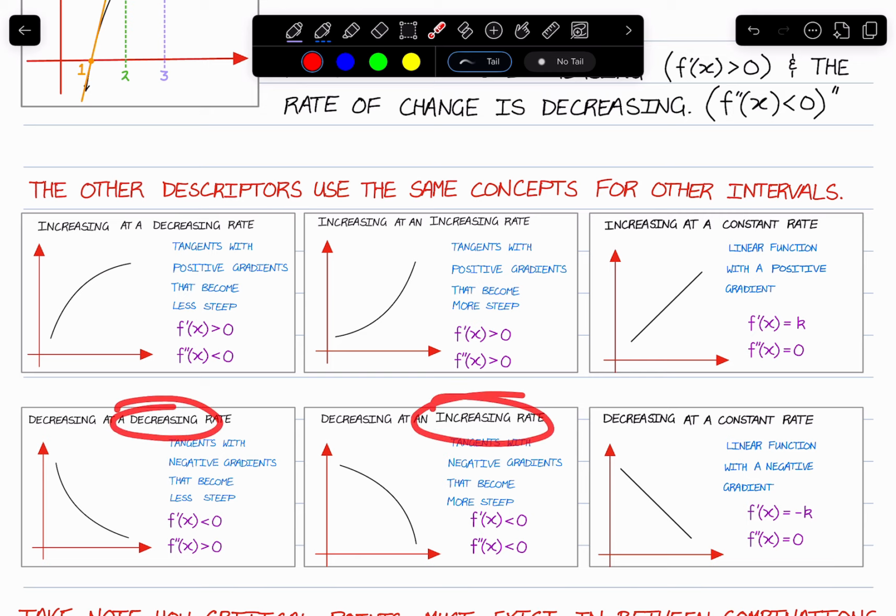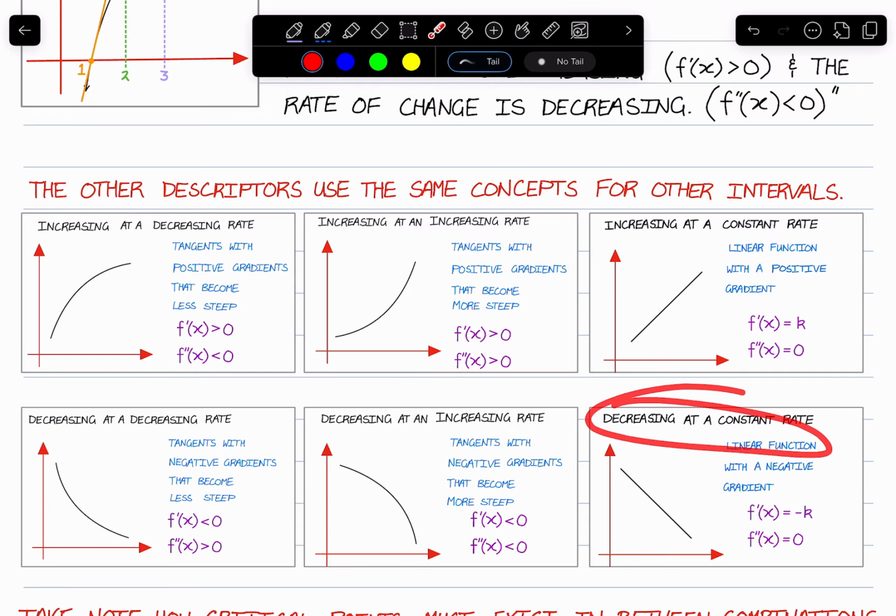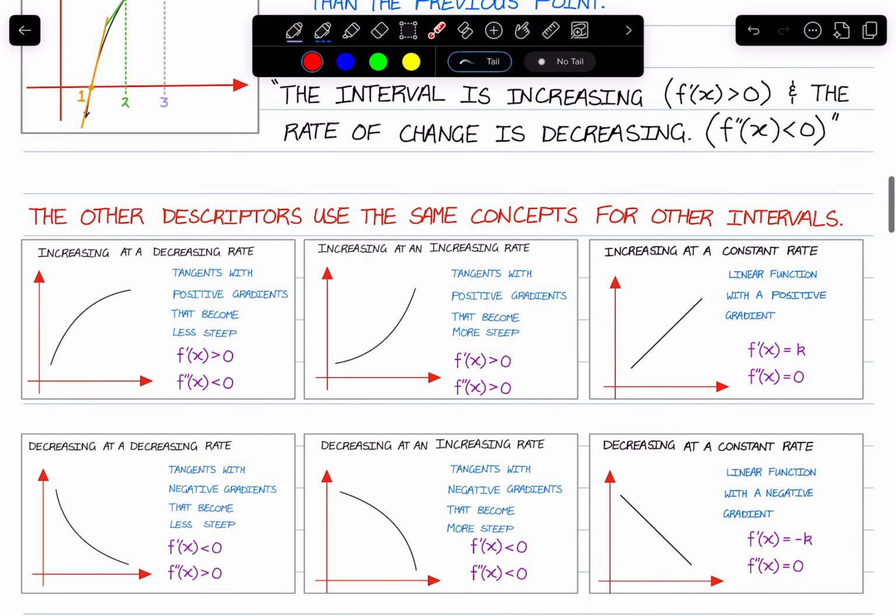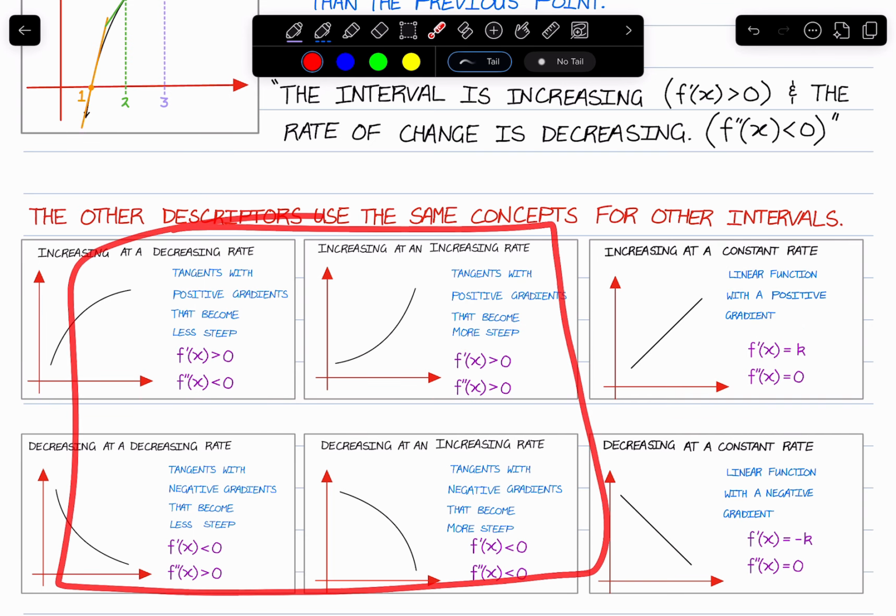And same logic for these ones. This is decreasing at a decreasing rate, so the gradients are negative, but they're decreasing in rate, so they're getting more flat. Likewise, this one, these are negative tangents, but they are getting more steep. And lastly, this is obviously just a linear function with a negative gradient. So keep in mind these descriptors, these four especially.